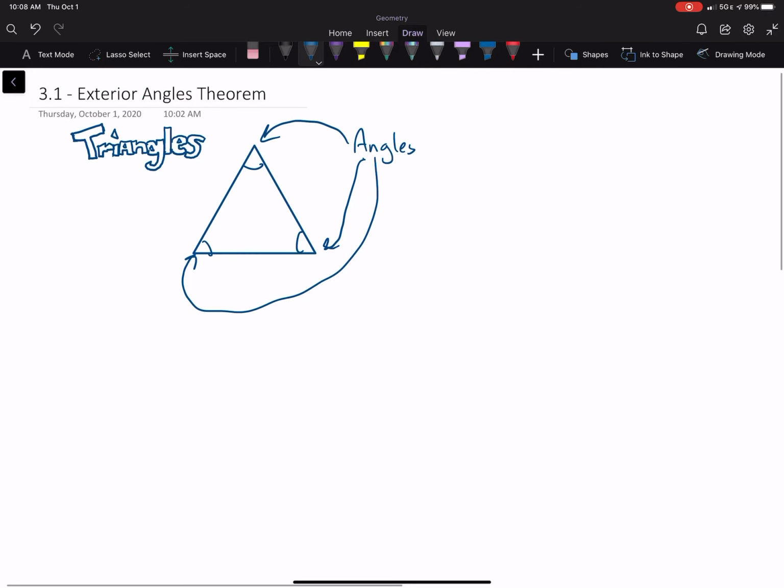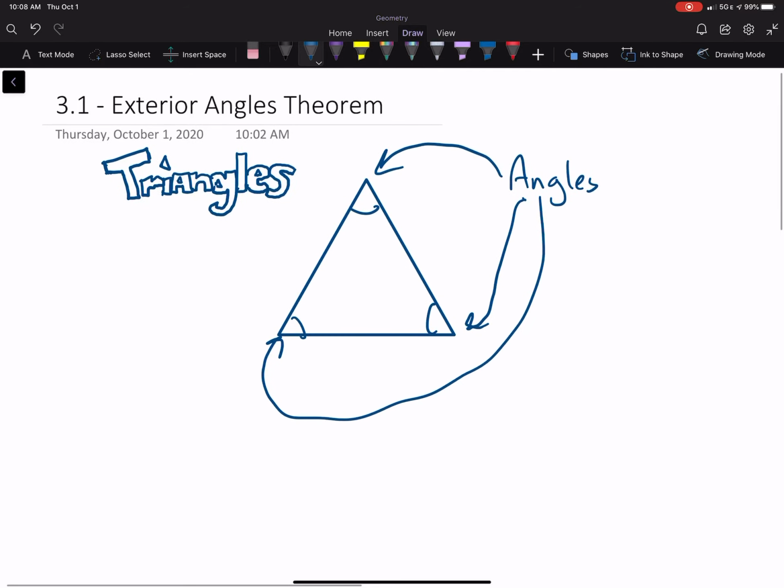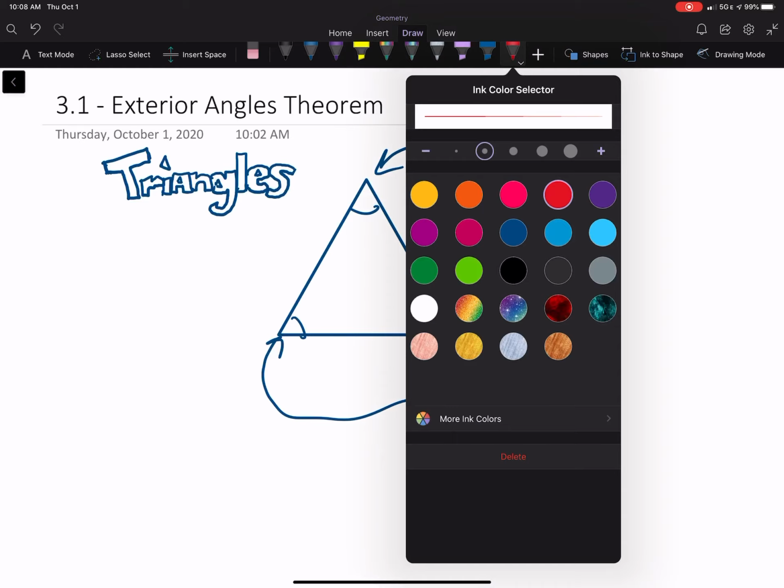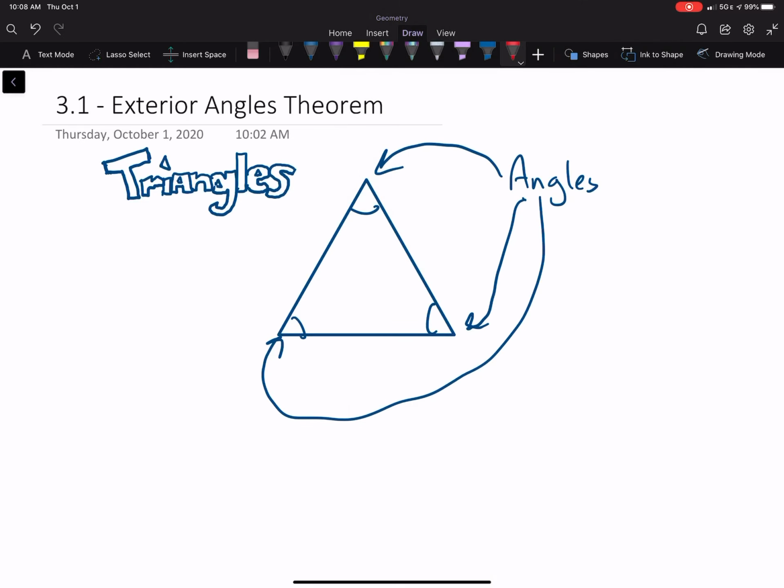I'm going to scoot in a little bit so you can see better. Then we have something called, I'm going to change colors here. We'll go red. Let's see how big it is. We're going to go sides, and the sides are here, and here, and here. Those are sides. Now, the bottom side has a special name. This is called the base.